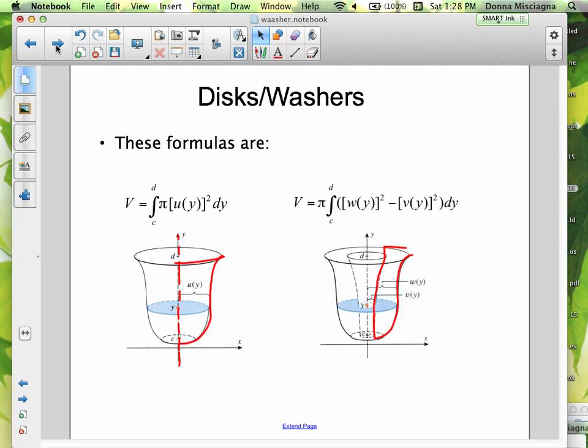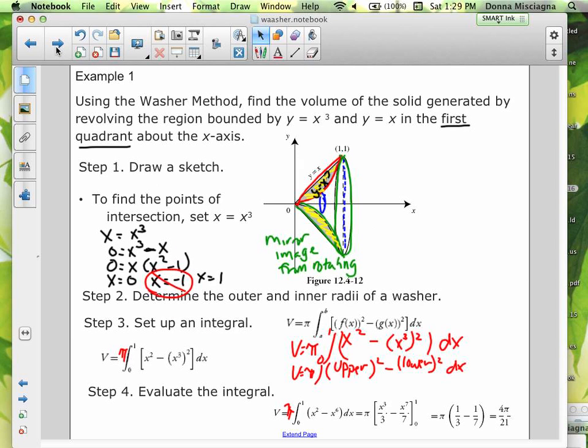So here is the disk method. With the disk method, there's no hole in it, so it's a solid. We just take the distance from our line of revolution to the function. That's going to be our radius. Our cross section is a circle, so it's just pi r squared. If our object has a hole in it, then we have a washer. Notice there's a hole in our cross section, so we need to subtract out the hole. We take the outer function minus the inner function, squared, of course, because it's the area of a circle.